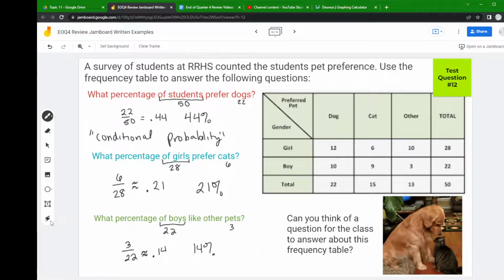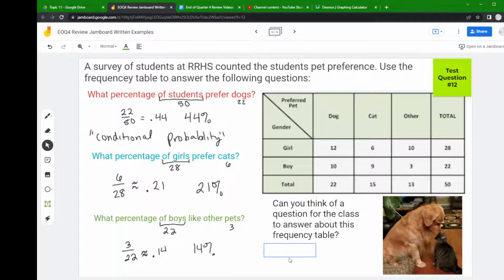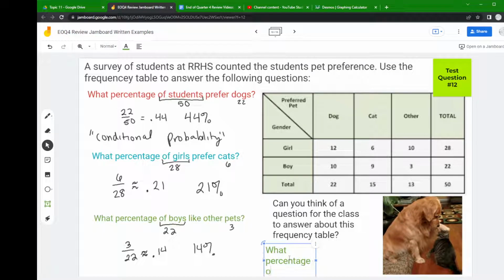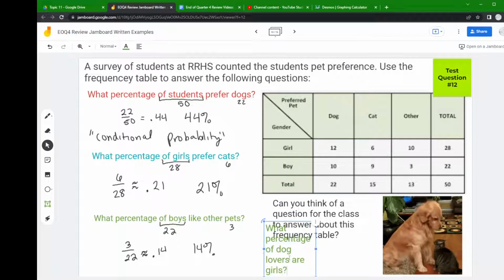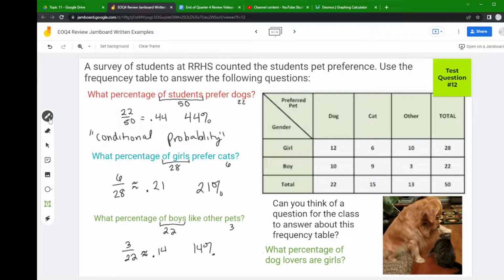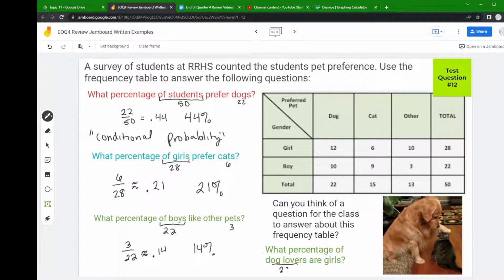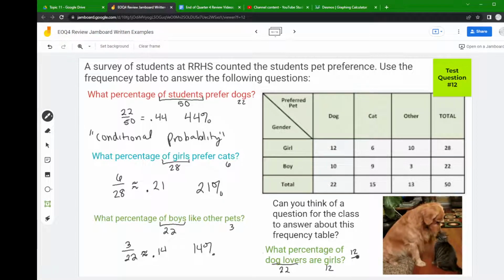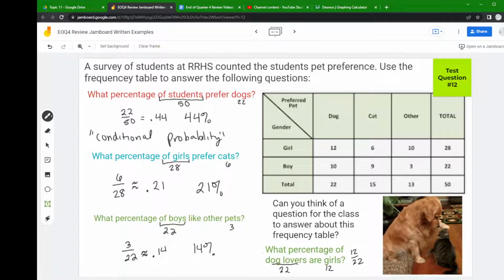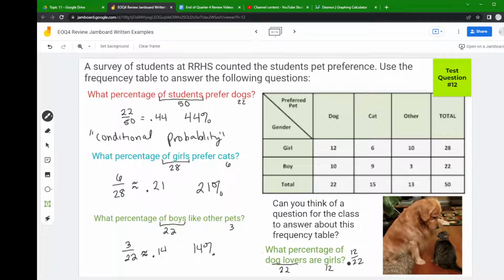Now notice these examples that we just did all go across the horizontal. So some other questions I could have could involve a vertical question. A vertical question could be something like, what percentage of dog lovers are girls? So what percentage of dog lovers are girls? That "of" is talking about dog lovers. So we're looking at the total number of dog lovers, which is 22. And how many of those 22 are girls? Well, there's 12. So I would say 12 out of 22, which is about 55%-ish.